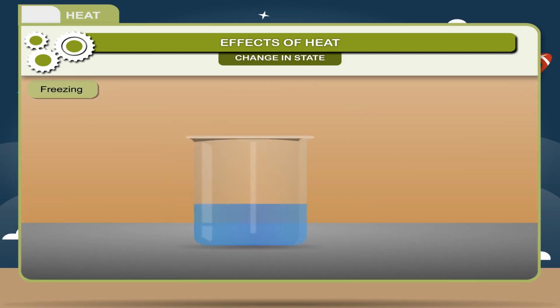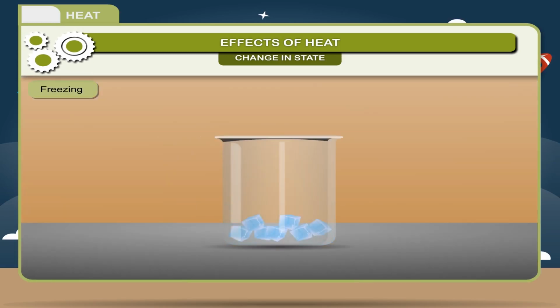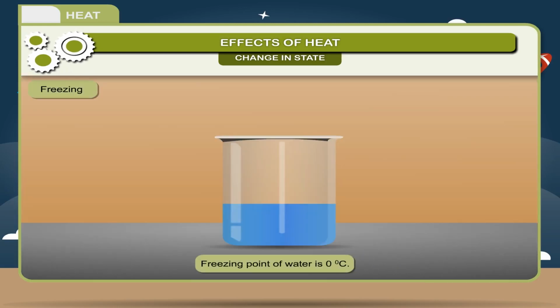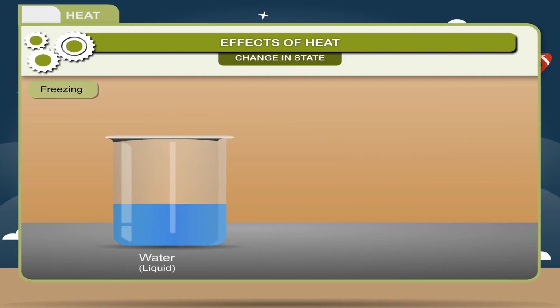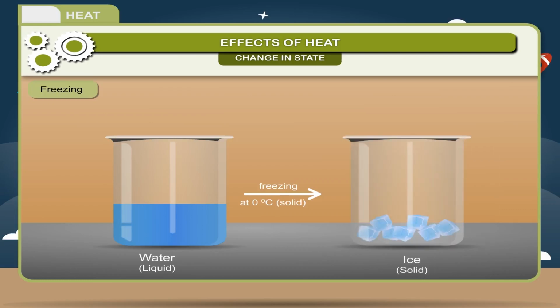Freezing. Freezing is a process in which a liquid changes into solid by giving out heat at a constant temperature. The temperature at which freezing takes place is called freezing point. For example, freezing point of water is 0 degrees Celsius. Water, liquid, freezing at 0 degrees Celsius gives rise to ice, solid.